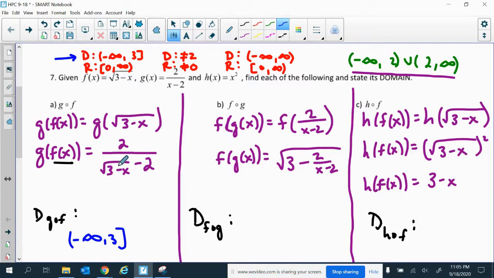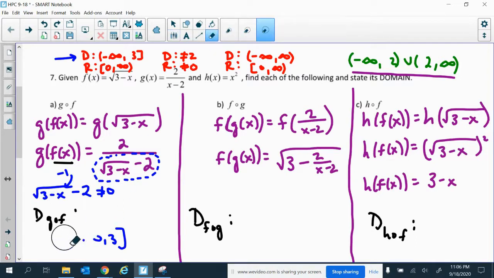So now, are there any other situations where I can't plug something in? If I look, the denominator is not allowed to be 0. That's true all the time. So that means that I have to do some sort of additional restricting here. Root 3 minus x, minus 2, cannot equal 0. I could solve this algebraically, but just thinking about it, I know that x is negative 1, because 3 minus negative 1 gives me 4, the square root of 4 is 2, and 2 minus 2 is 0.